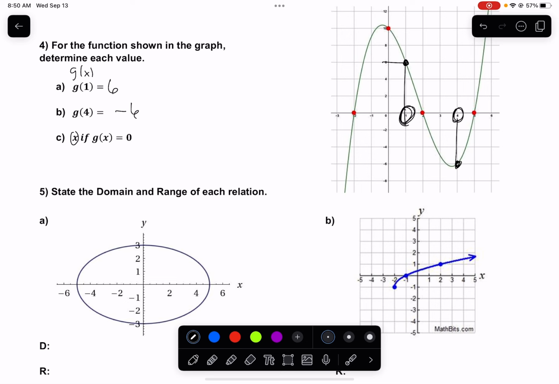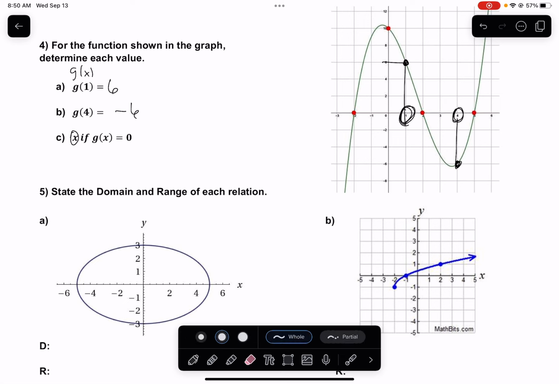It's looking for x when the y value of the graph is 0. Does that or does that not happen at multiple points? You write all, because they're all true. They all satisfy that condition. So it's looking for the x values when the y value of the graph is 0. Okay, so there's a bunch there.